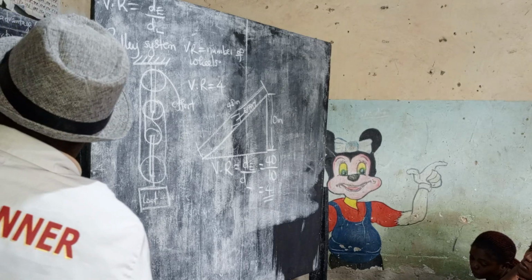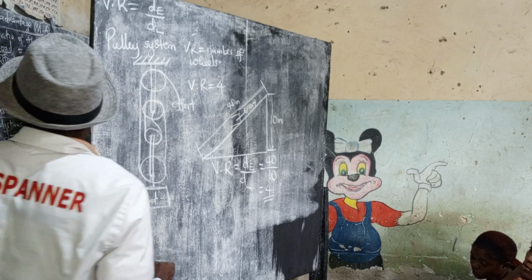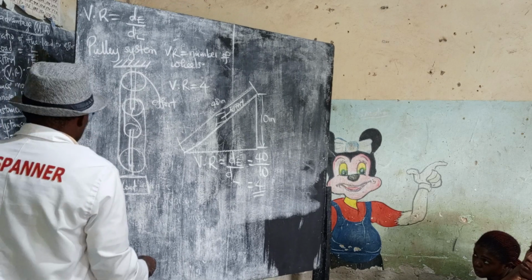And then for gears, the difference is that you're going to count the number of teeth.